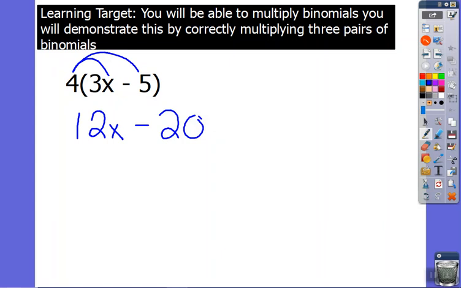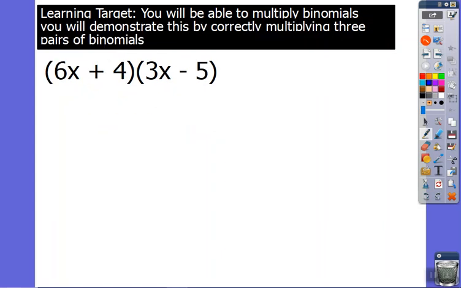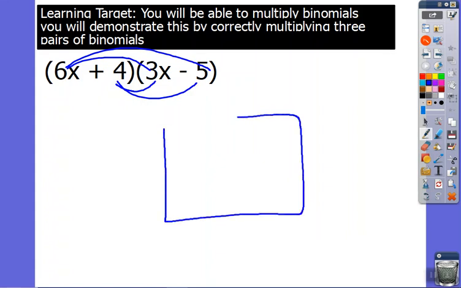So what we're doing now is we're going to have 2 sets of parentheses. They're both called binomials, 2 pieces. So a binomial 6x plus 4 times a binomial 3x minus 5. So in theory, what we're going to do is take the 6x and distribute it to both things. And then we're going to take the 4 and distribute it to both things. So that can get kind of complicated, but we have a very nice way to keep this organized, and it's called the box method.